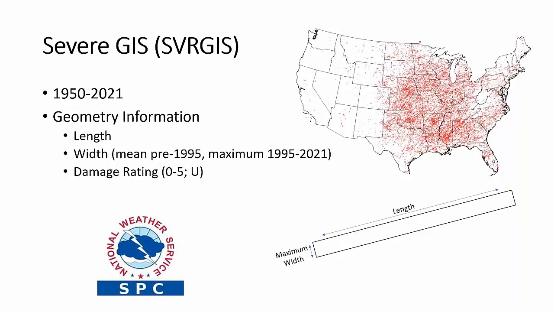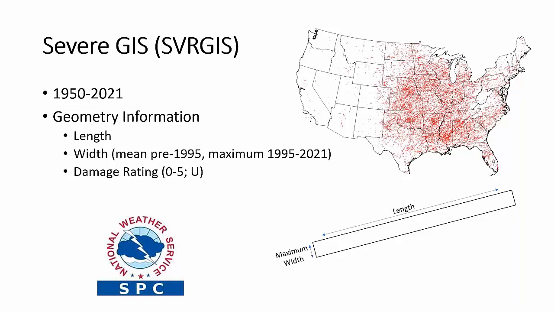So the geometry information that we have in the SVRGIS is useful, but there are some limitations to it. For instance, we can look at length, we can look at width, and then we can look at damage ratings. Well, length is okay, but all we're doing is connecting the starting and ending points, which means it's a straight line.